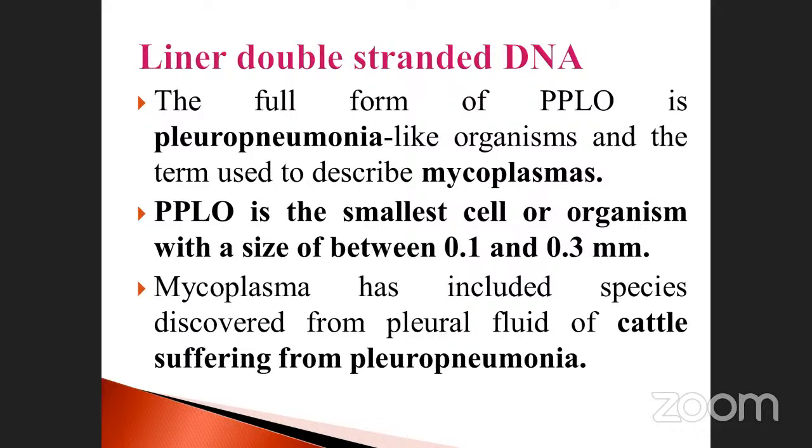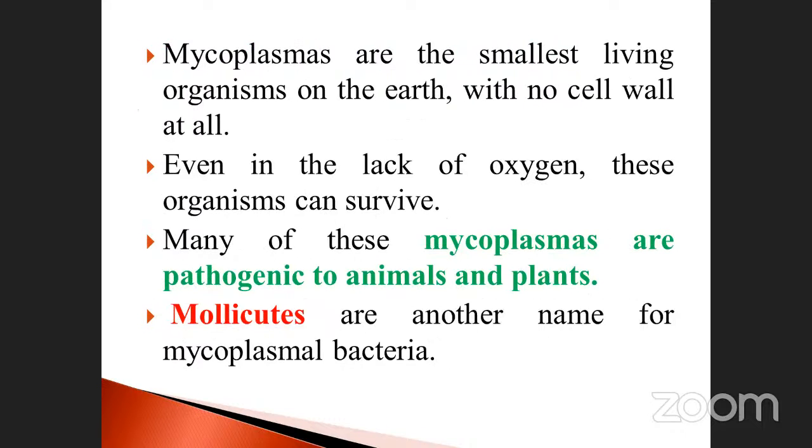Pleural fluid of the cattle suffering from pneumonia. See here. Mycoplasmas are the smallest living organisms on the earth with no cell wall at all. Even in the lack of oxygen, this organism can survive. Many of these mycoplasmas are pathogens to animals and plants. This is very, very important, already told you, isn't it? Mollicutes is another name for the mycoplasmal bacteria. Ajay, do you understand?